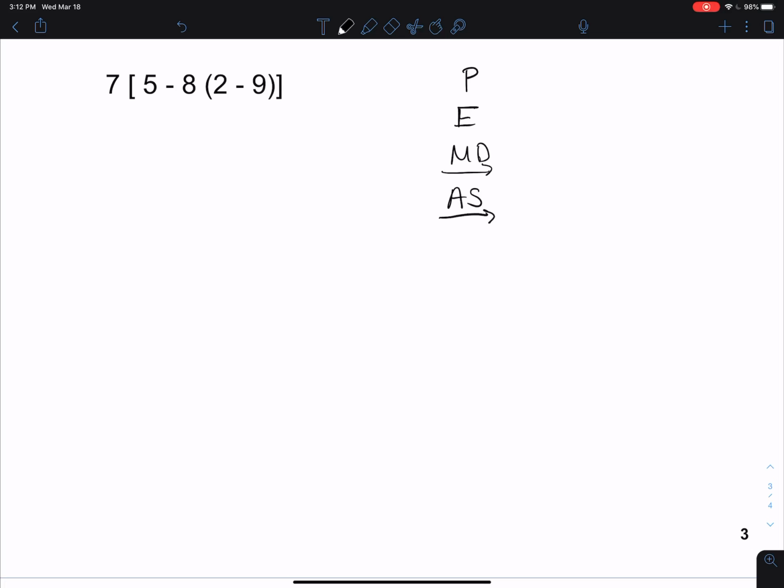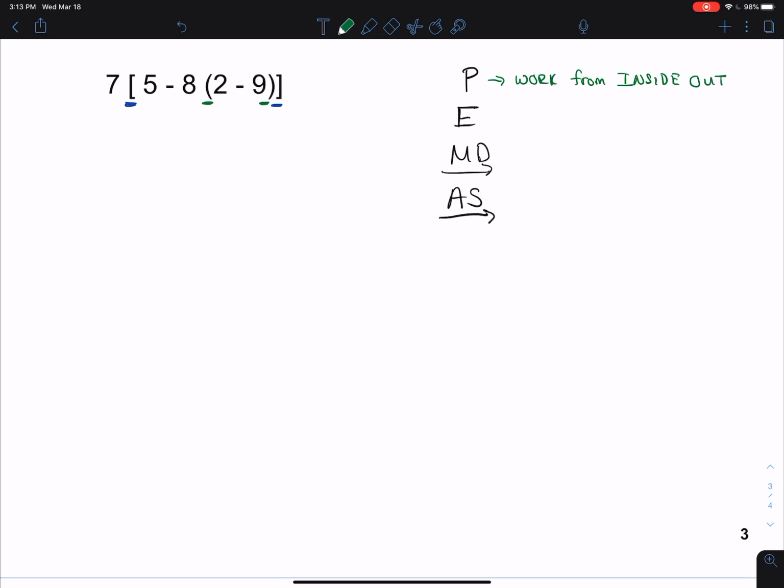Remember, our parentheses dealt with any grouping symbols. So in this case, we have two sets of grouping symbols. We have these brackets, and then we also have these parentheses. So when we have two sets of grouping symbols, we work from the inside out. Another way to phrase that is that we're going to deal with the innermost set of parentheses first.